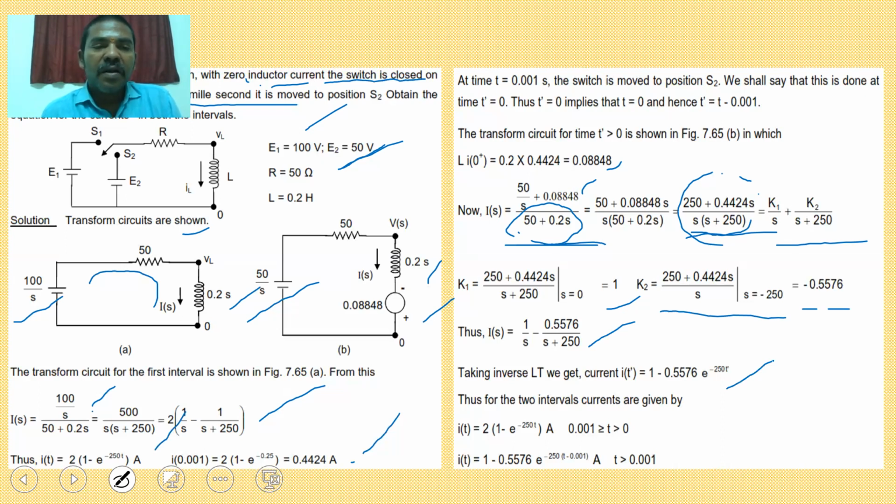So now the current value before 0.001 seconds, or 1 millisecond, is 2 into 1 minus e power minus 250 t. After reaching the condition of 1 millisecond, or greater than 1 millisecond, the value is 1 minus 0.5576 e power minus 250 t amperes. Okay, do all of you understand this problem?